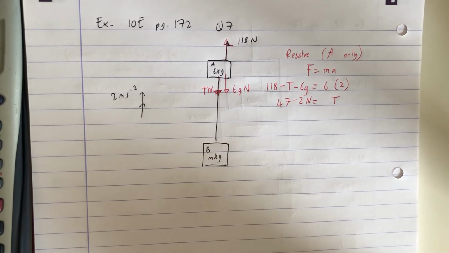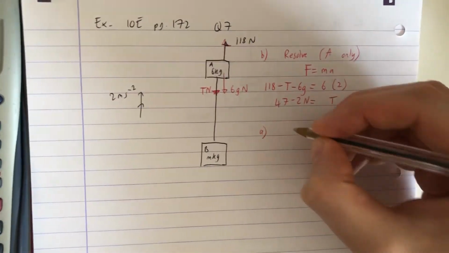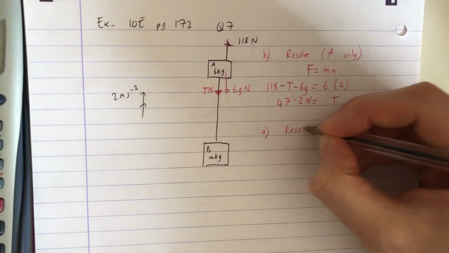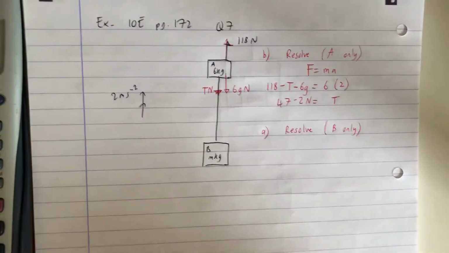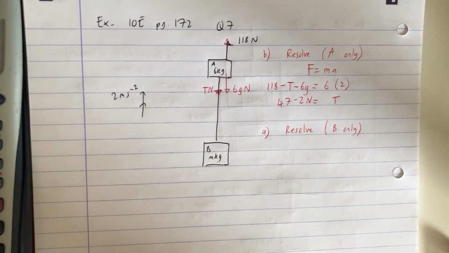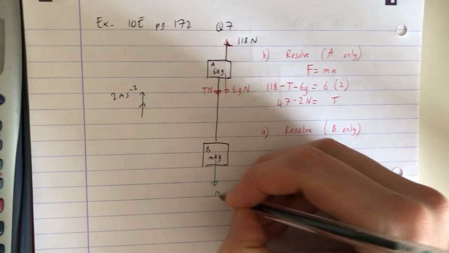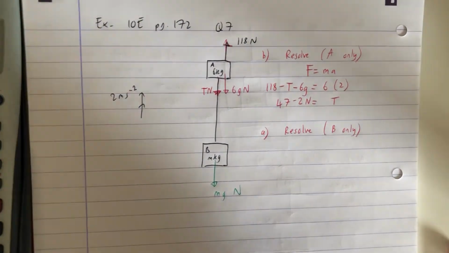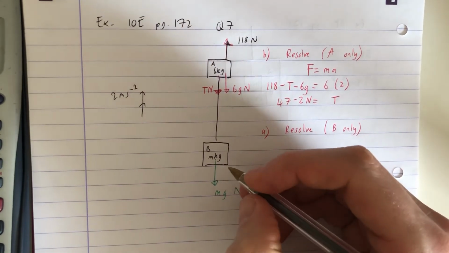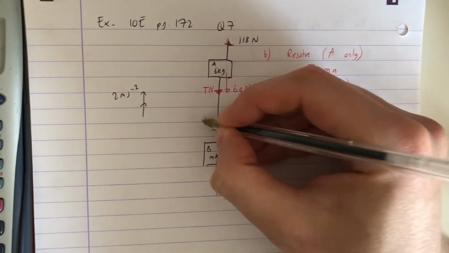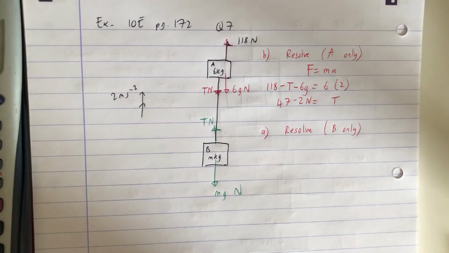So I've actually worked out part B first, which doesn't really matter. So part A is going to be resolving B only. So just thinking about the forces acting on B. B has a weight, mg. And B is attached to a string again, and that string is going to try and pull B upwards. So tension would be going upwards from the perspective of B.